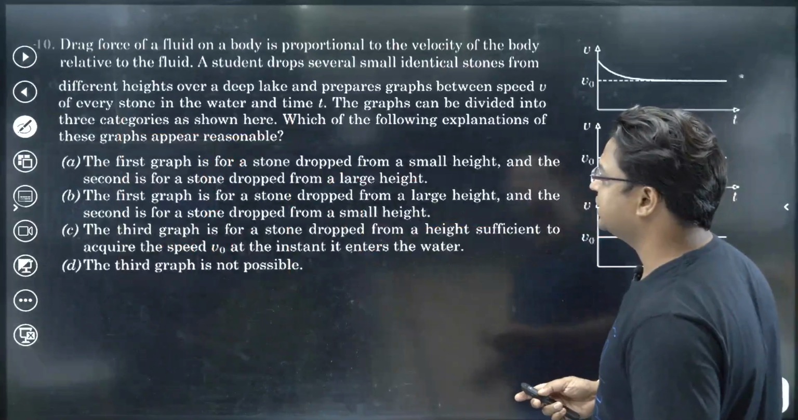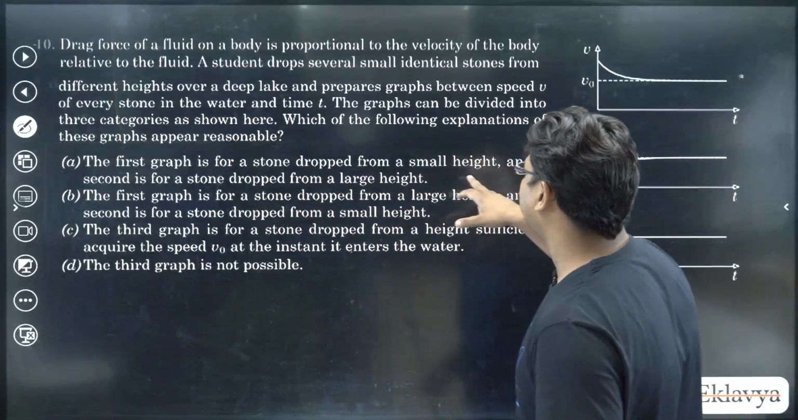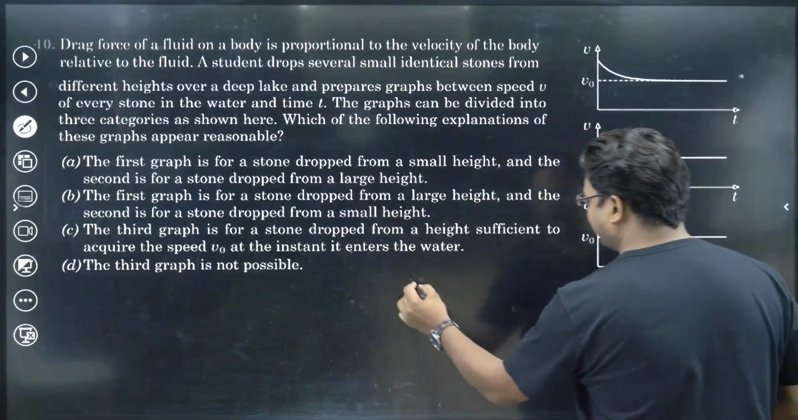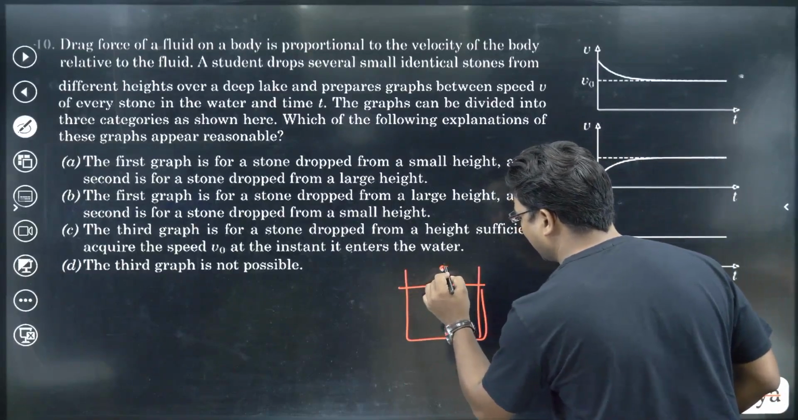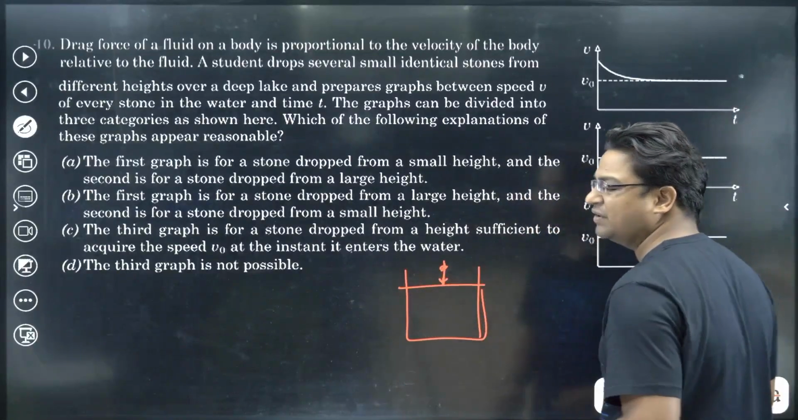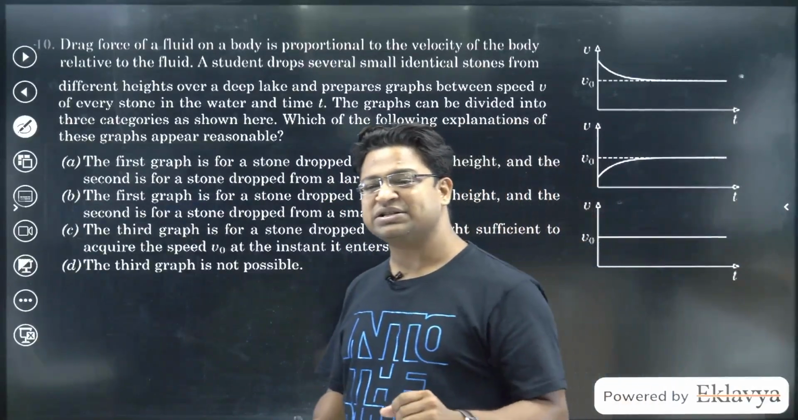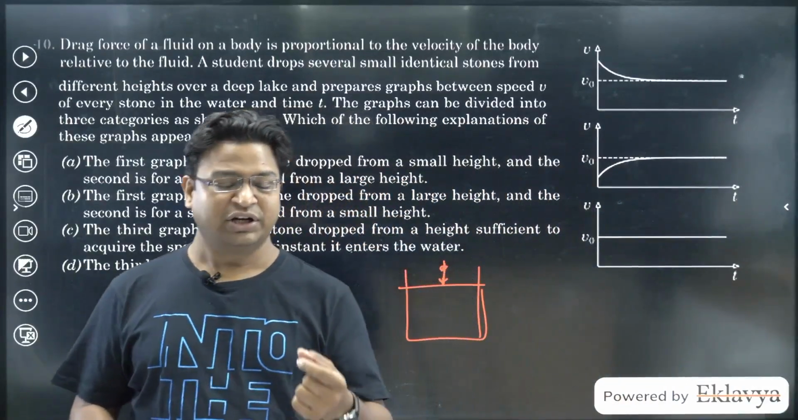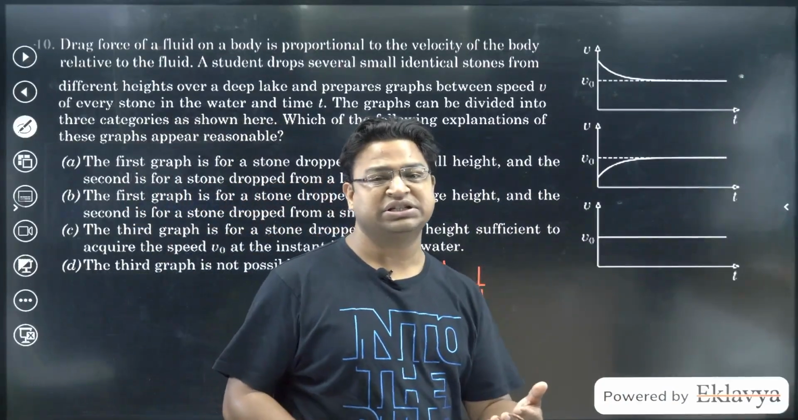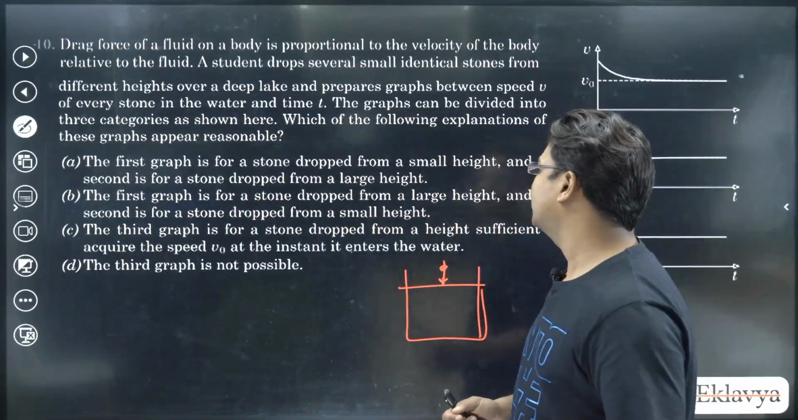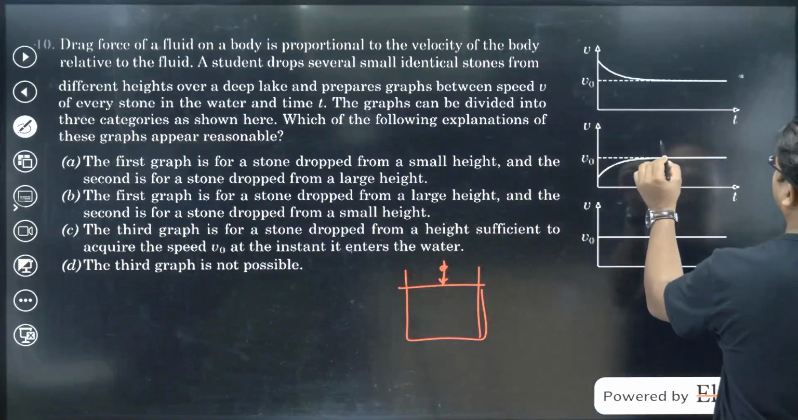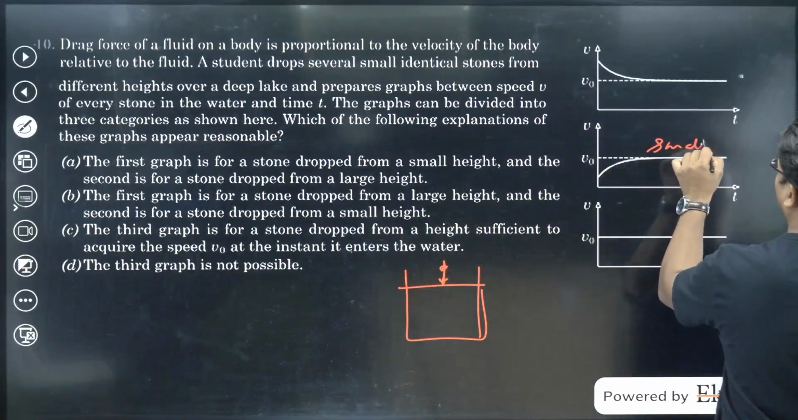Okay, let's read the option. So it says that the first graph is for a stone dropped from a small height. See, if we are dropping the stone from a small height, then by the time it enters the fluid, it will not have sufficient speed. So in this case, after the stone enters the fluid, it will then increase its velocity to acquire the terminal velocity. So this would be the graph for small height.